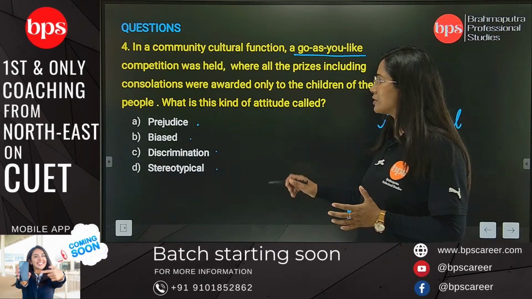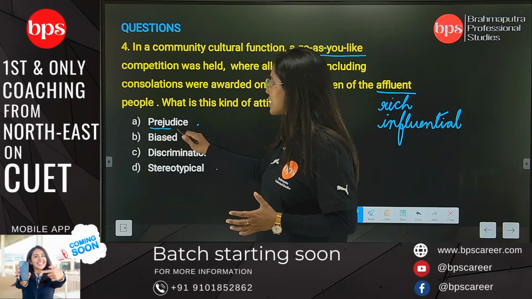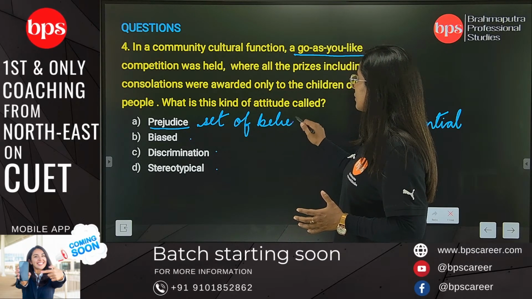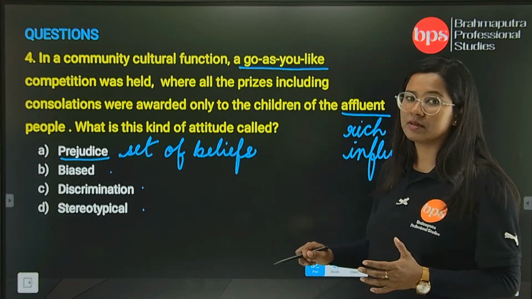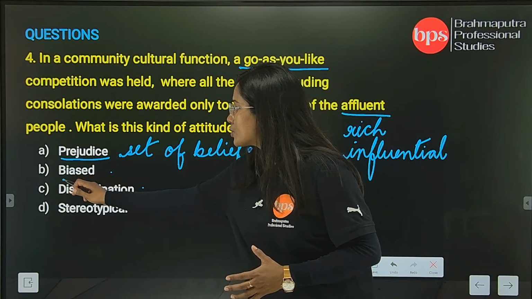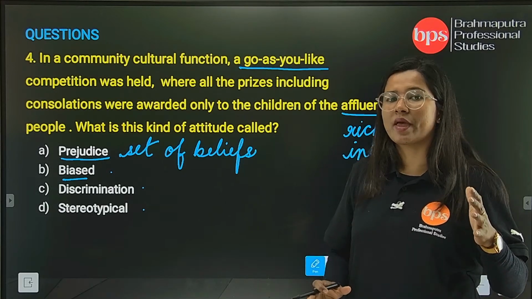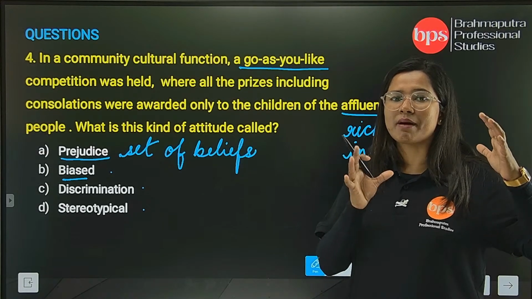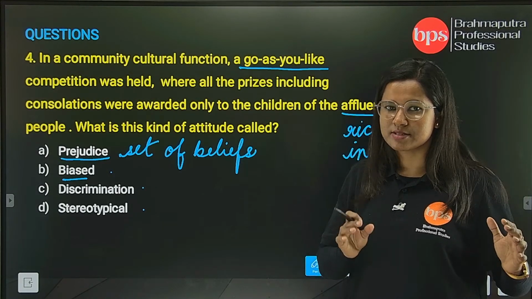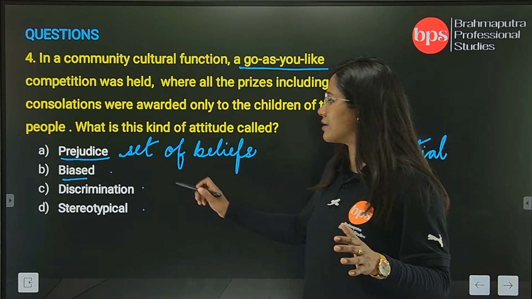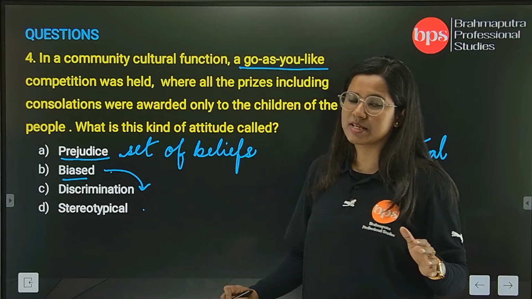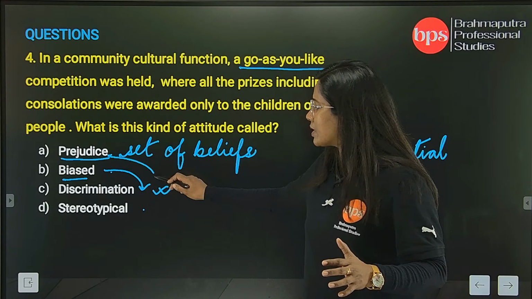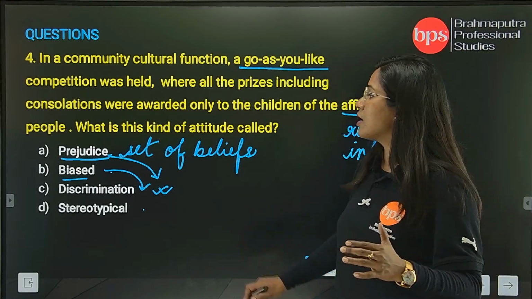Now the first one is prejudice. Prejudice is actually the set of beliefs which make a person biased. Biased refers to specific situations where we can categorize a person's attitude as biased, partial to some extent. But when this bias is carried out to a larger extent, we term it discrimination. That means prejudice is giving force or effect to discrimination.